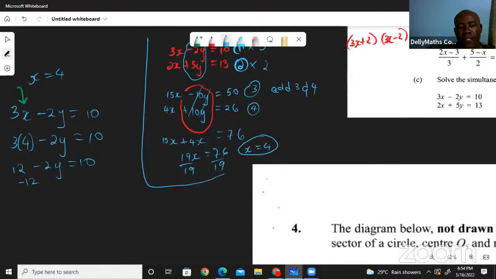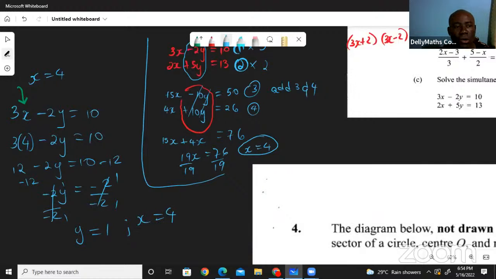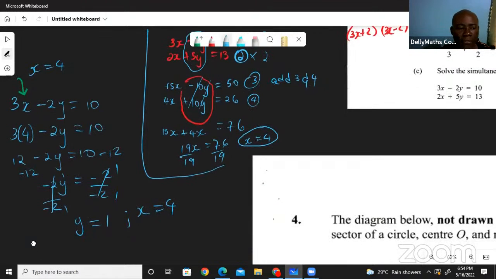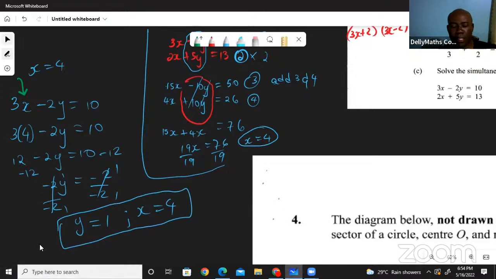Subtract 12 from both sides so that the 2y could stay alone. So negative 2y is equal to negative 2. Finally, I'm going to divide both sides by negative 2, not 2, so that the negative 2 cancels itself. Negative 2 goes into negative 2 one time, 1. So y is equal to 1. I could now conclude that y is equal to 1 and x is equal to 4. So there goes our solution for this. There it is. y is equal to 1 and x is equal to 4.